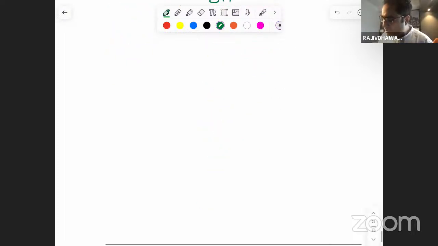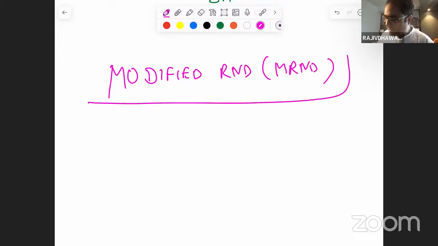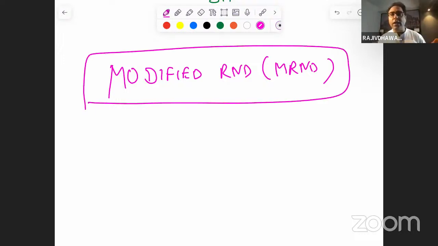Now, a very famous question is modified RND. Modified RND, MRND, means a little less radical. It is RND only, but few structures are saved.